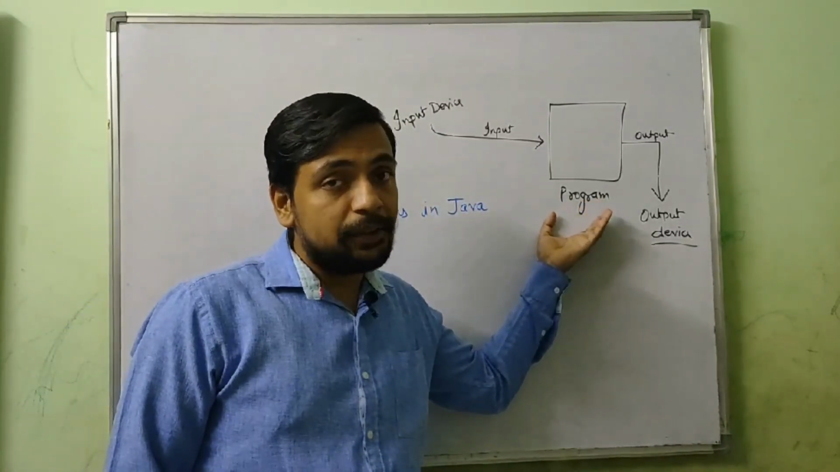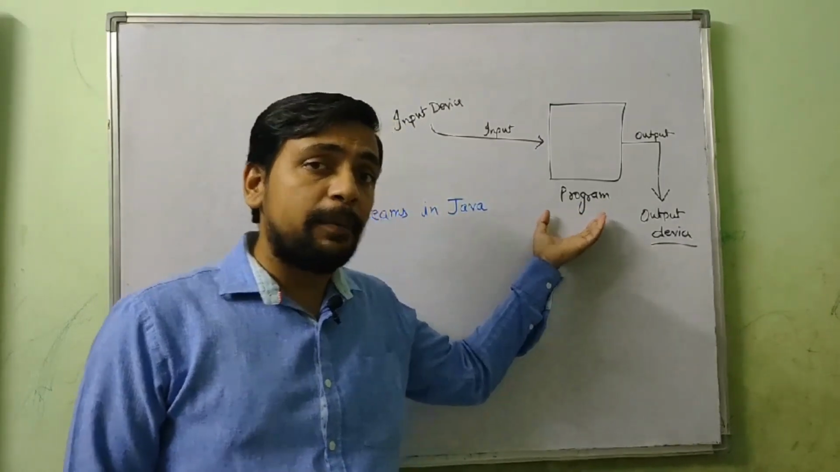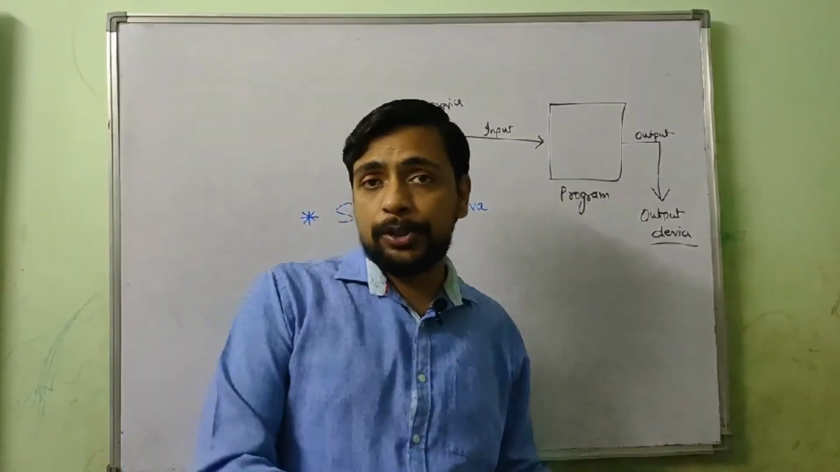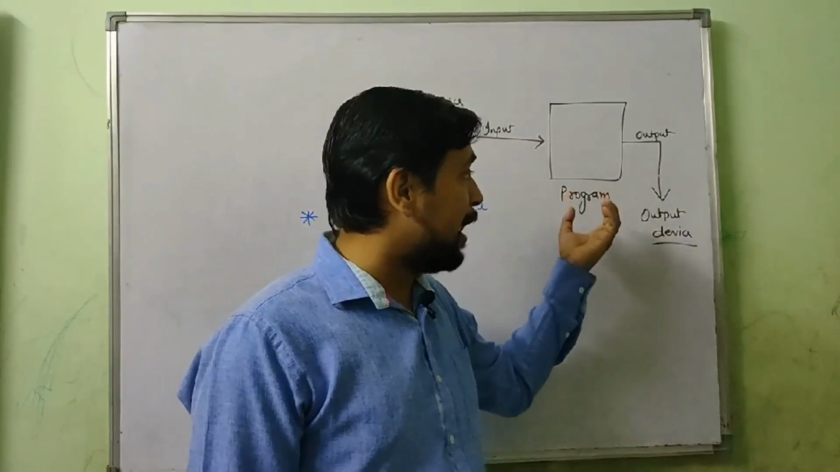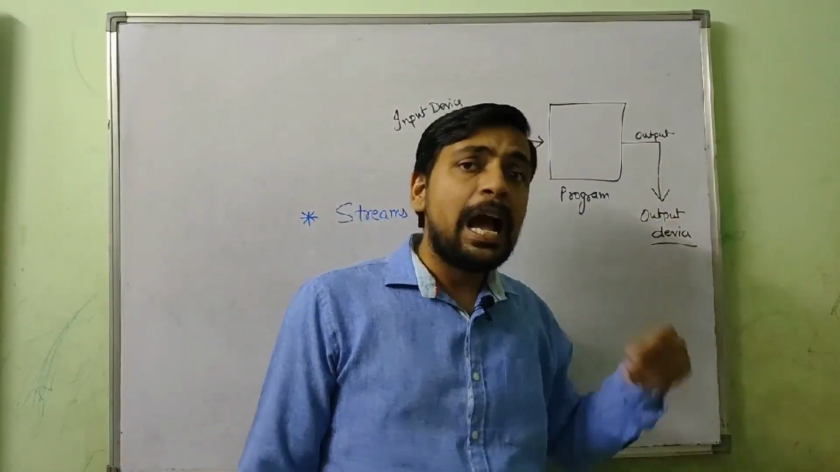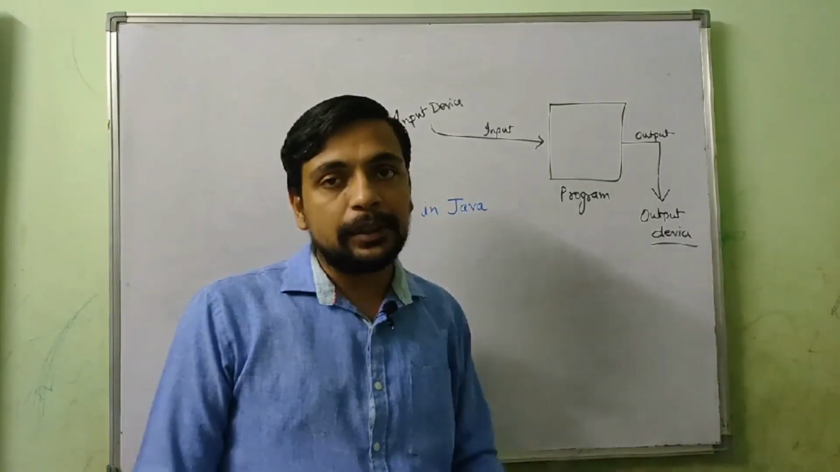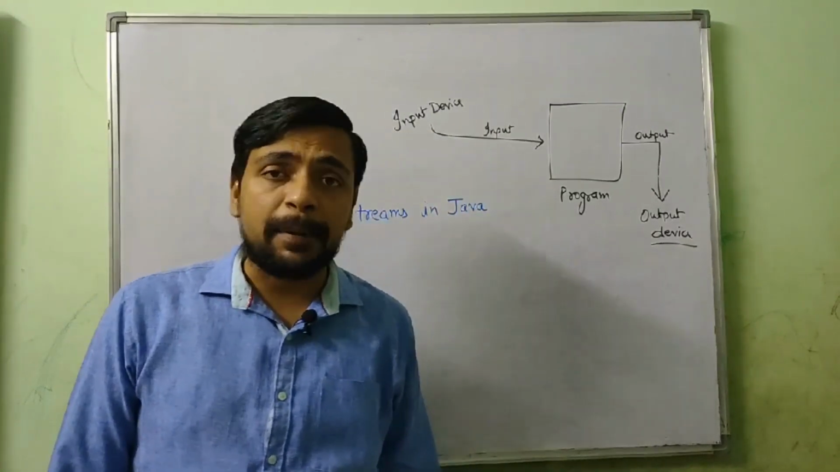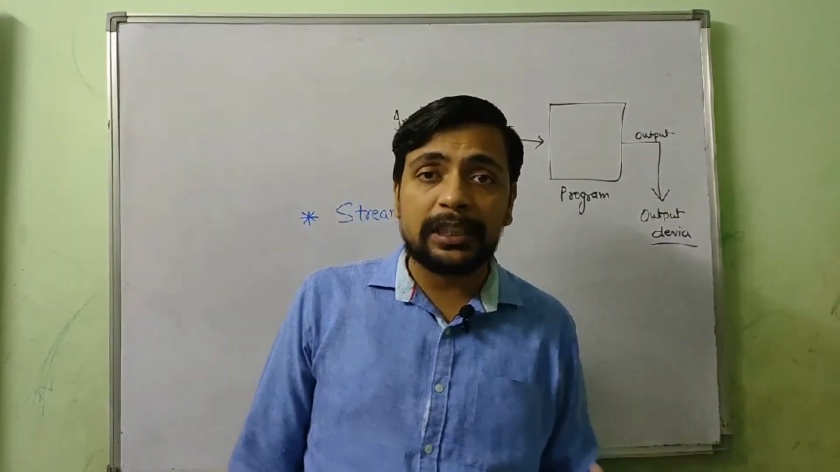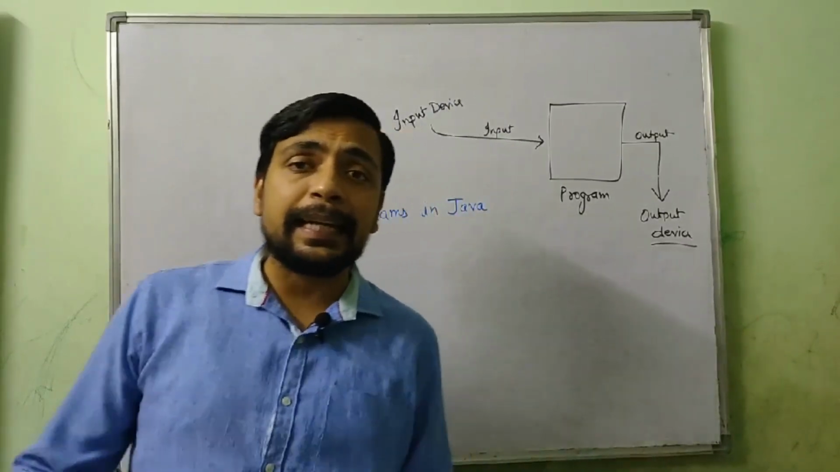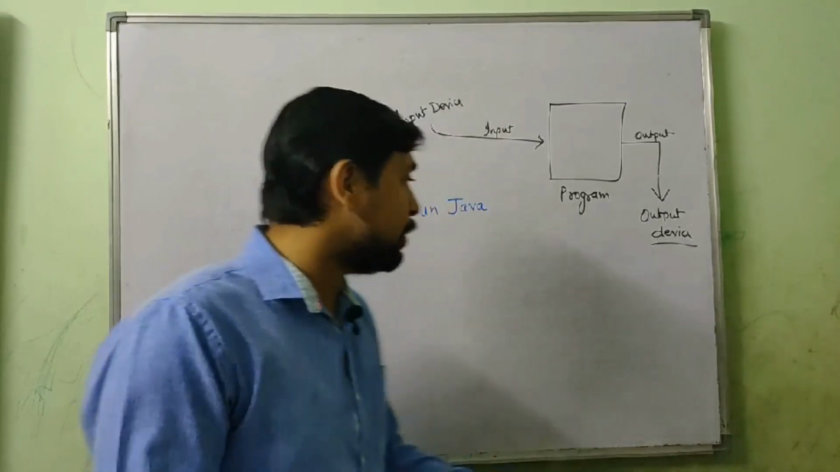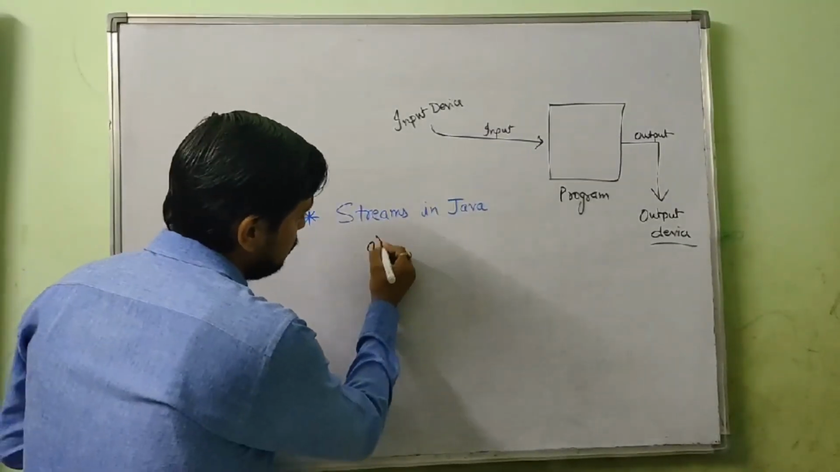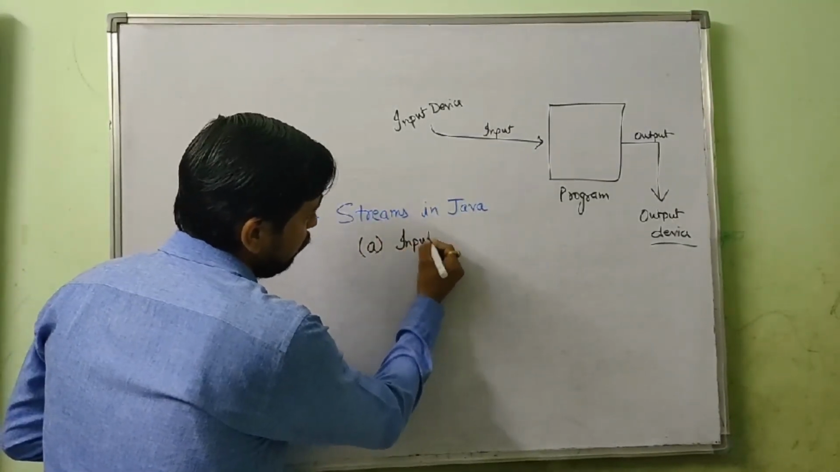This program will need a stream, a path that will take values from the input device. The path which will take values from the input device is the input stream, and similarly the path that will take values from the program to the output device is the output stream. So basically there are two types of streams, input streams and output streams. The type of input depends on the type of input device, and similarly the type of output depends on the type of output device. Now the data that is traveling through these streams, there are two types of data that travel through the stream. First of all, there are two types of streams. Let's name them input stream and output stream.